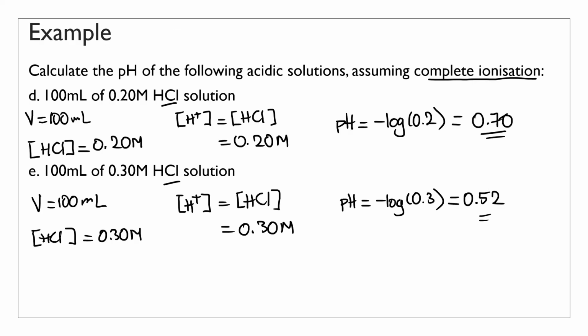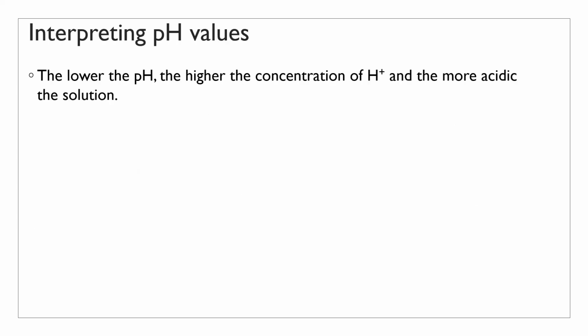But the other thing that's probably noteworthy is that if the solution has a higher concentration of acid, or higher concentration of hydrogen ions, then the pH will become lower, as you can see here. I think that's probably something that you know already. But the lower the pH, the higher the concentration of hydrogen ions, and the more acidic the solution.